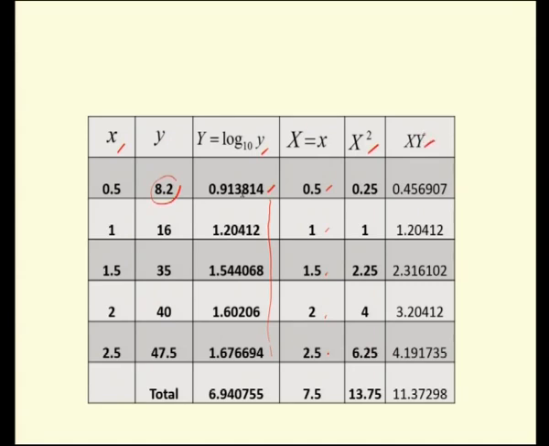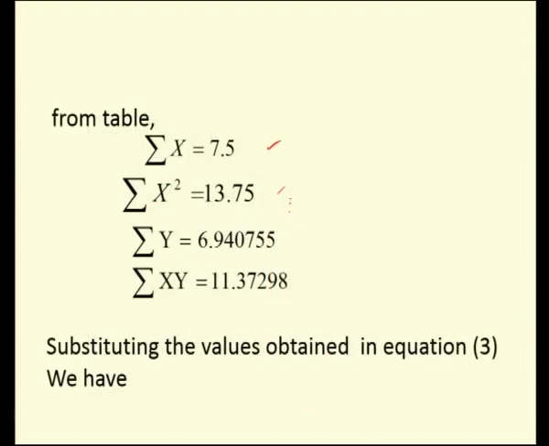Then xy is nothing but the product of these two. So that is 0.5 into this particular value, which gives you 0.456907. Repeat the same operation for all these values and get the total. Here the total of y is 6.94075, summation of x is 7.5, summation of x squared is 13.75, and summation of xy is 11.37298. So these are the values.